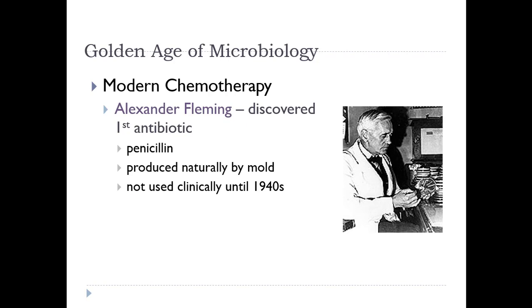Alexander Fleming, who is pretty well known in this field, discovered the first antibiotic called penicillin, produced naturally by mold, so you could actually make your own penicillin if you wanted to. But it wasn't used clinically until the 1940s. And there's a reason for that, which I can't remember. It wasn't regulation, which I thought it was, but there's a good reason it wasn't used until the 1940s. Also important to note here, there's a lot of bacteria that are resistant to penicillin now, so it's kind of unfortunate.